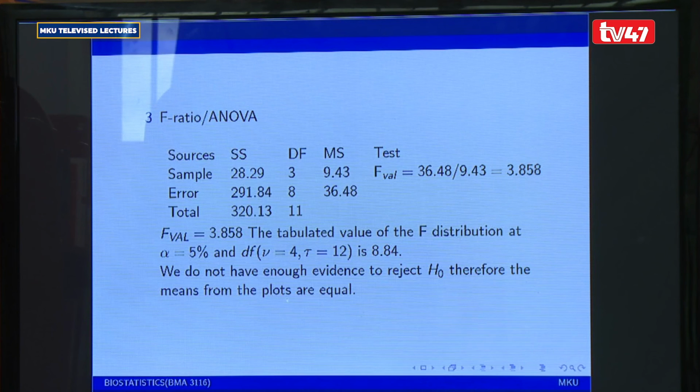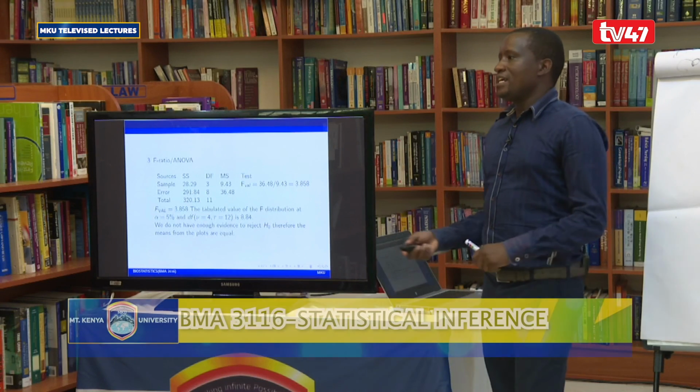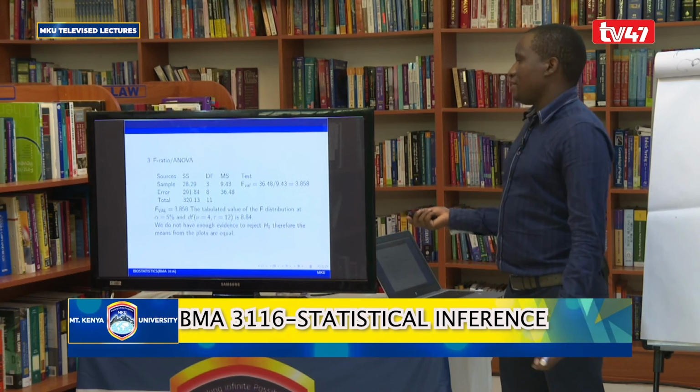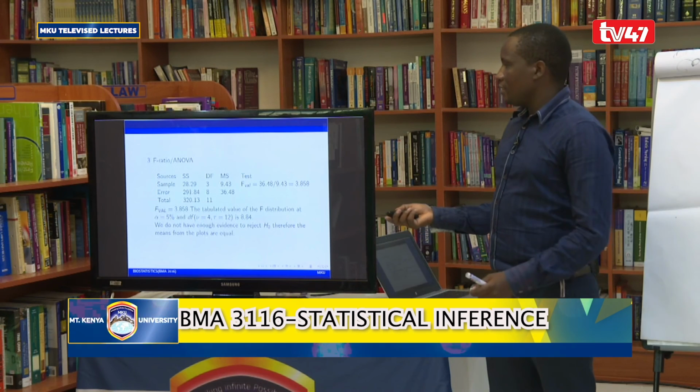And therefore, since this value is less than the tabulated value, like in the other cases, we do not have enough evidence to reject H0, and therefore the means from the plots are equal, and therefore the 4 varieties of maize tend to have the same yield in the 3 plots.